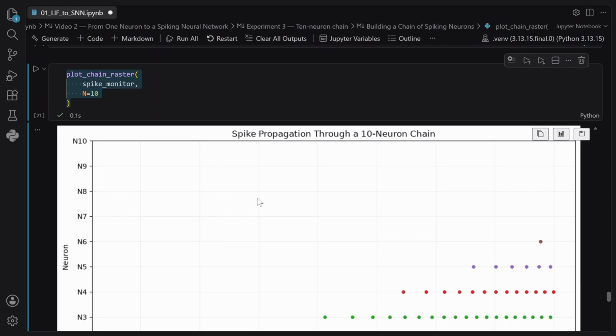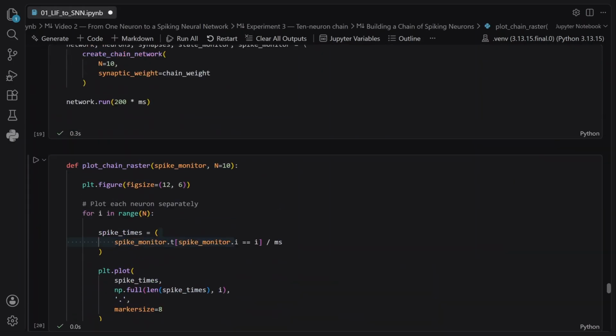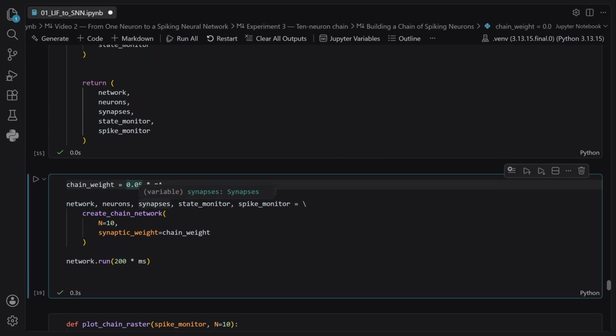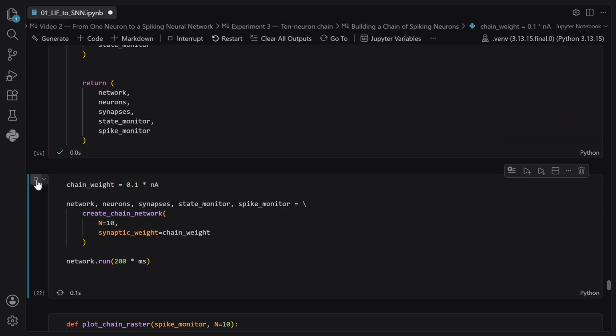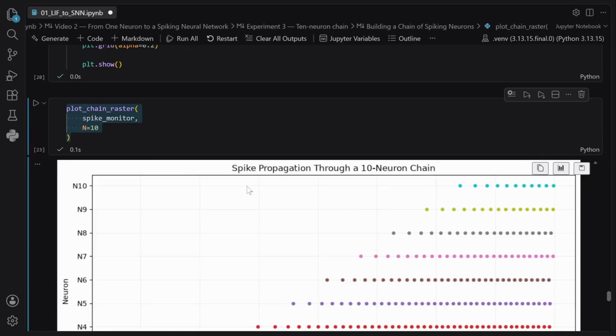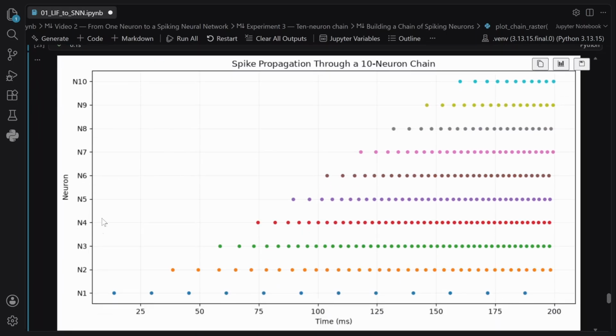You can increase the weight here. Let's say we increase the weight to make a larger effect. And let's see what happens. Yeah, so now all the neurons are spiking. This one is the only one that's getting the input, and the spike is propagating along the chain.